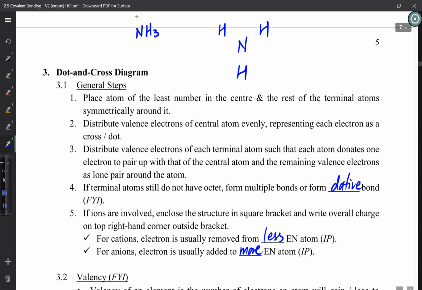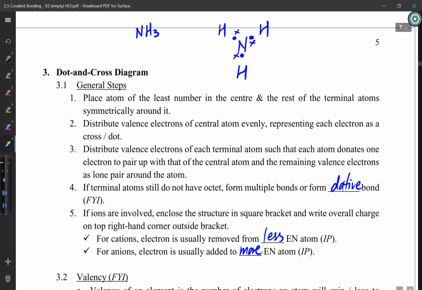So first step done. Next step, distribute valence electrons of the central atom evenly, representing each electron as a cross or a dot. So for this case, I'll let it be a dot. And then next, I'll distribute valence electrons of each terminal atom such that each atom donates 1 electron to pair up with the central atom. I know that hydrogen contains 1 electron, so it will pair up with the central nitrogen in this way.